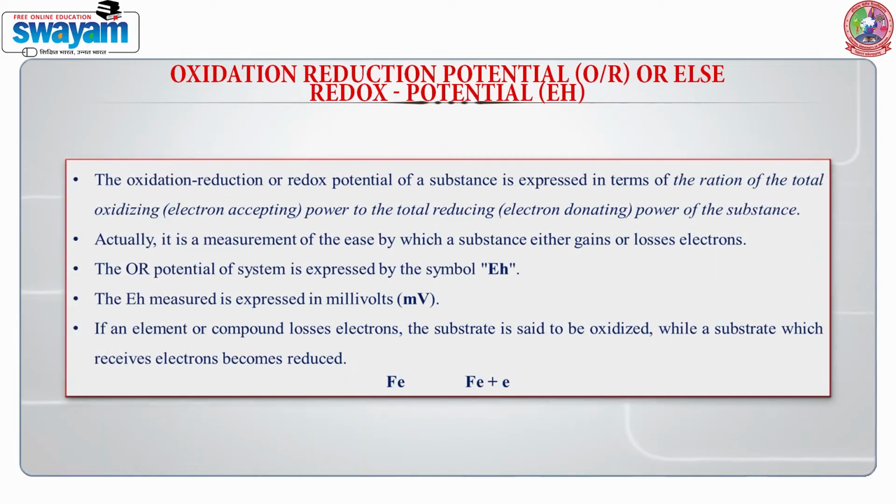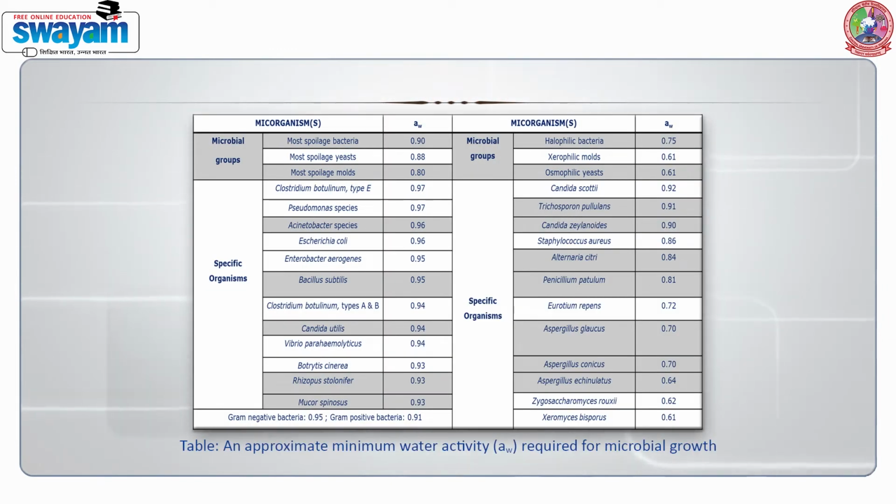The oxidation reduction or redox potential of a substance is expressed in terms of the ratio of the total oxidizing power to the total reducing power of the substance. Actually, it is a measurement of the ease with which a substance either gains or loses electrons. The oxidation reduction potential of a system is expressed by the symbol EH. The EH measure is expressed in millivolts. If an element or compound loses electrons, the substrate is said to be oxidized, while a substrate which receives electrons becomes reduced.